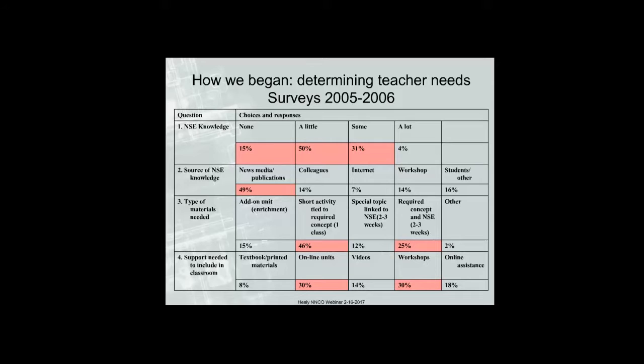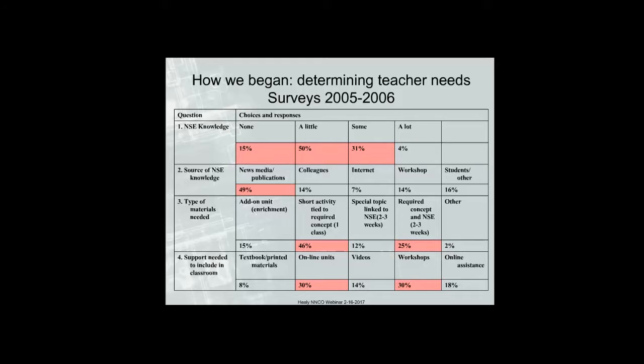focus group meetings to find out what was needed. And we learned that people have very little knowledge about nanotechnology. We found out where their source of information was, and that was news media and publications. But the thing we really wanted to know was what type of materials a teacher needed.